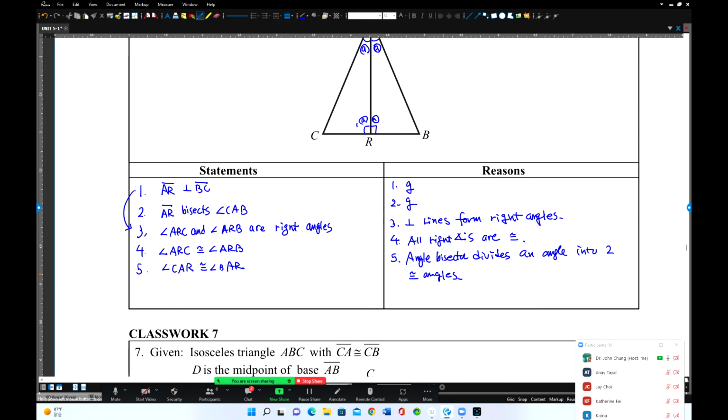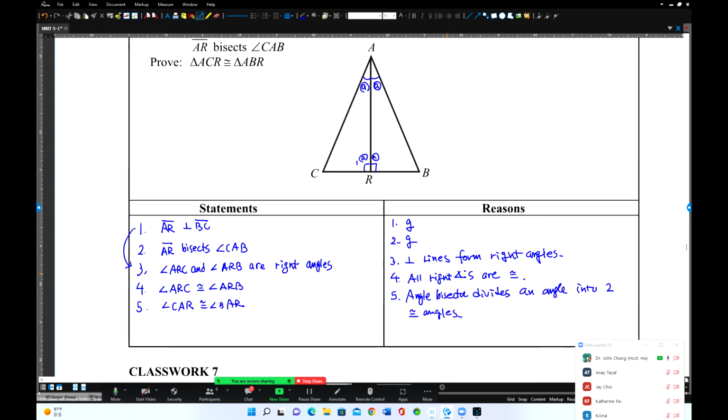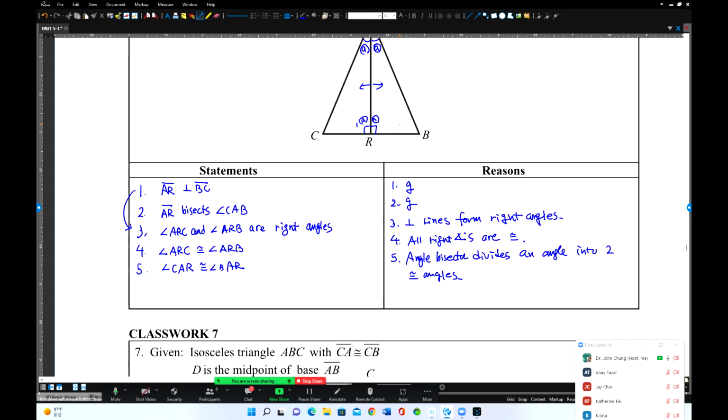Now we got the angles. We need at least one side. Where is that? AR, isn't it? AR in this triangle and AR in the right-hand triangle, they are equal. So AR congruent to AR. That is the reflexive property. Now we got everything: angle, side, angle. So you can make a conclusion.